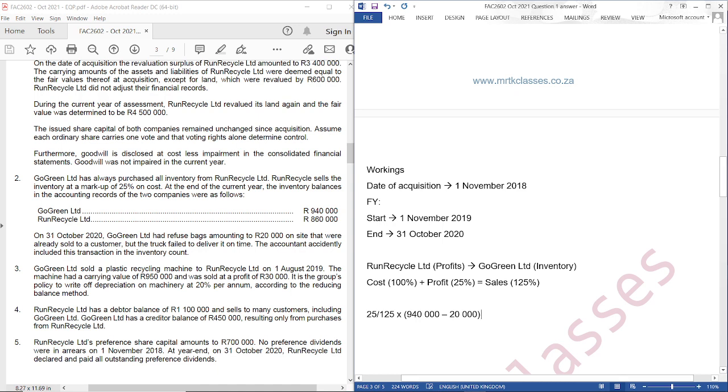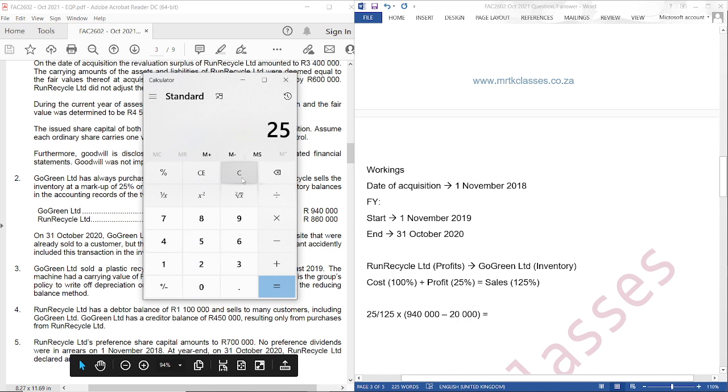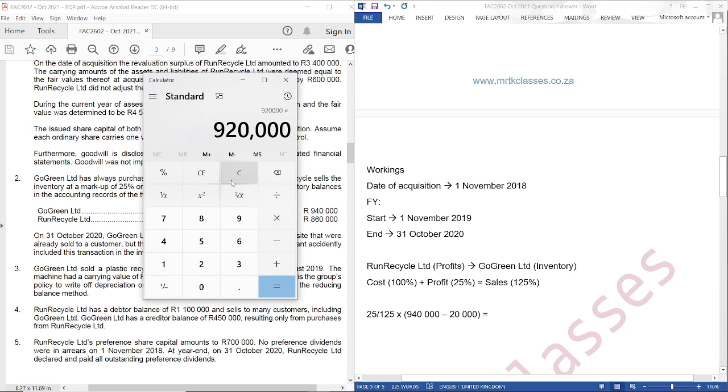So 25 over 125 multiplied by, or we can just do it this way, 940,000, because I'm using a standard calculator, subtract 20,000 multiplied by 25 over 125. 184,000. So this is unrealized profit in closing inventory, 184,000.